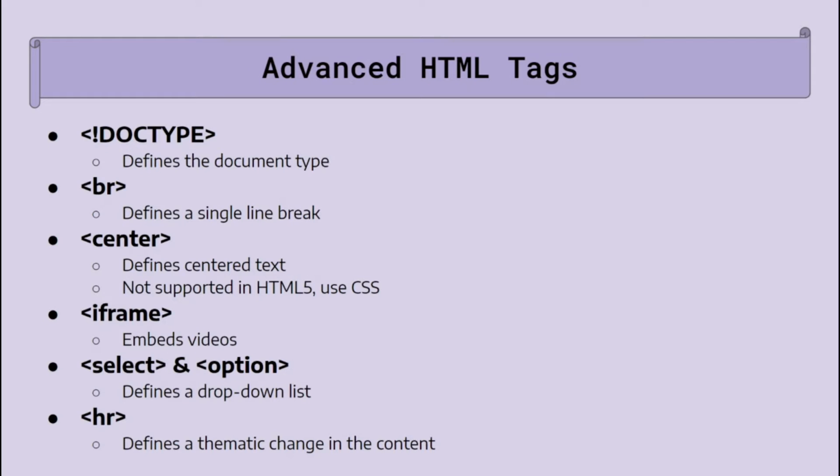The iframe tag embeds videos. Inside the tag, you can adjust the width and height of the video displayed to whatever dimensions you would like. The select and option tags define a drop-down list. However, we won't be able to choose any of the options from the drop-down menu yet. The HR tag creates a line break separating the lines of the website. It is similar to the BR tag, but instead of a blank line, there is a thin line instead.